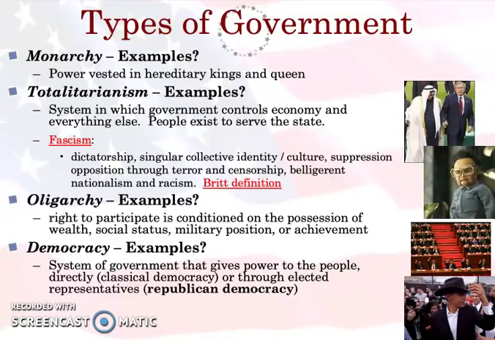King, queen. They have this huge amount of power invested in one person, typically hereditary, and that hereditary line sometimes meanders a little bit, but for the most part, it is hereditary.